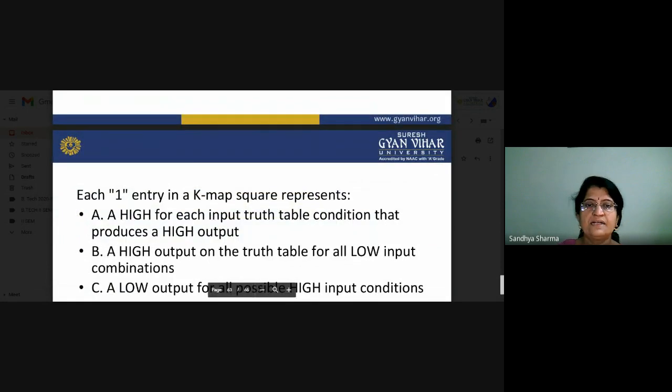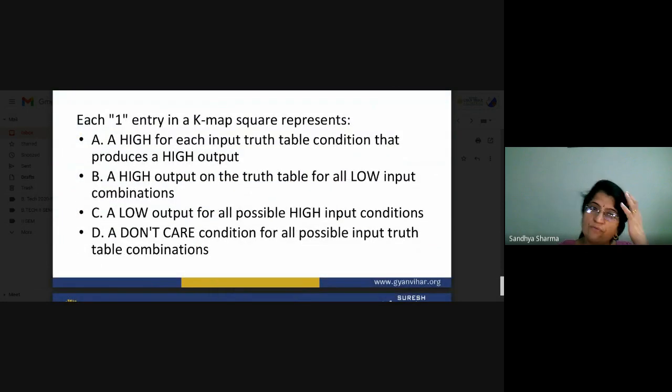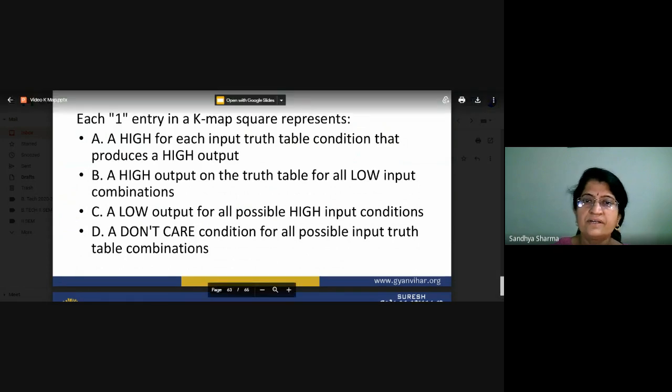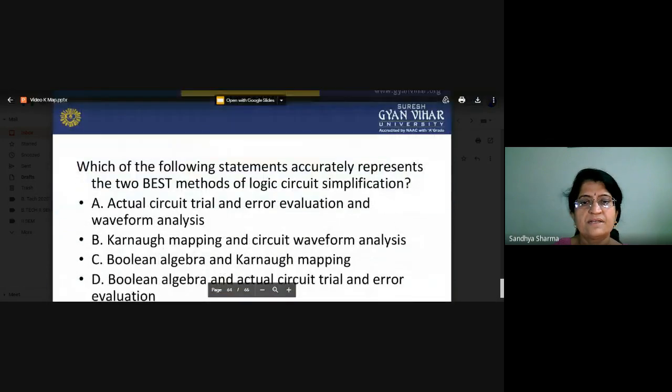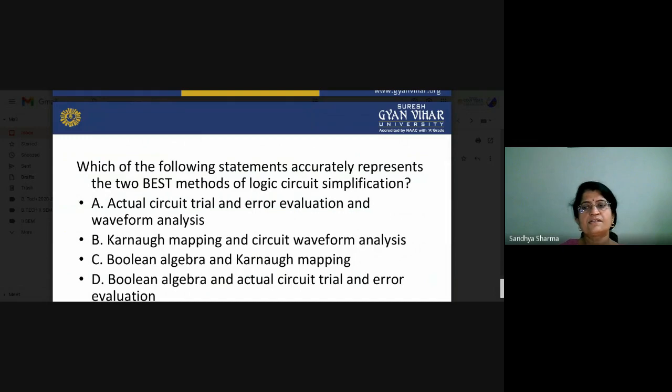Each one entry in K-map sequence. So what is the representation? If you are entering the one in each, so what will be the high and what will be the low? So there are different conditions, and you have to explain. Which of the following statements accurately represents the best method? So you have to know which one is the best method and why. After solving so many complicated Boolean expressions, you have to know which one is easier than others.